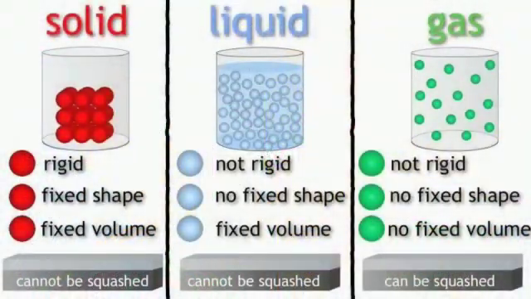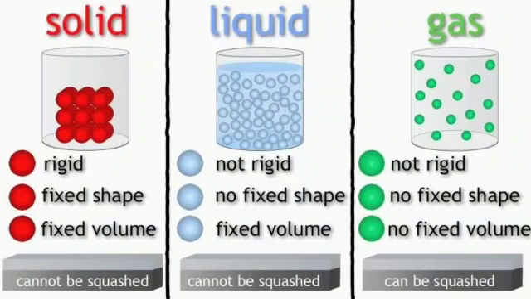In our previous video, we studied that matter is the stuff that everything is made up of, and matter is anything that occupies space and has weight. Matter has three states: solid, liquid and gaseous. Solids are usually rigid, with a fixed shape and a fixed volume, whereas liquids are not rigid and do not have a fixed shape, but they have a fixed volume. Gases are not rigid, and they have neither a fixed shape nor a fixed volume.